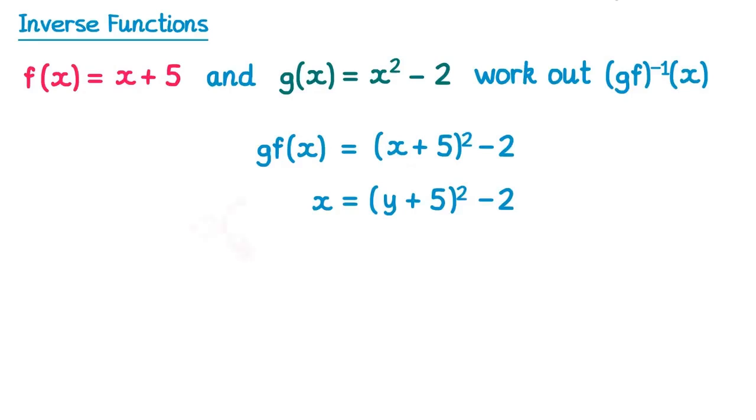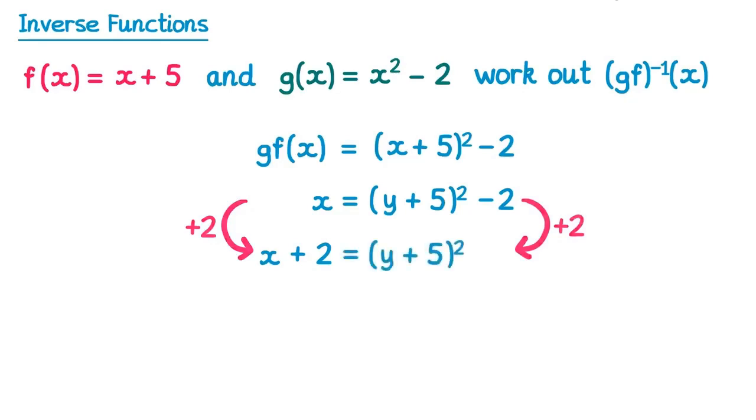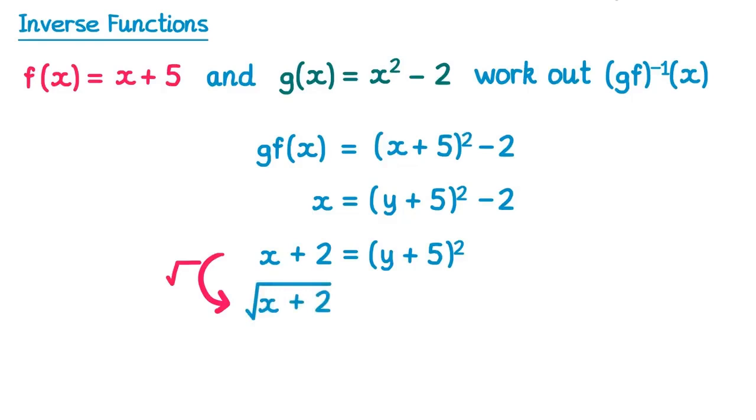So I'm going to start this one by adding 2 to both sides. On the left hand side it's x plus 2, and on the right hand side that will cancel that negative 2, leaving us with y plus 5 all squared. Now we can square root both sides. If you square root the left hand side it's the square root of x plus 2, remembering again we don't need that plus or minus. And on the right hand side, since a square root is the inverse of squaring, we just get y plus 5. Now we can subtract 5 from both sides.